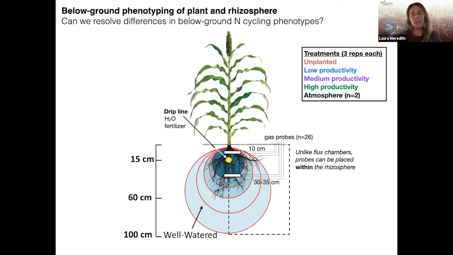And I think one important characteristic of using soil gas probes is that we can place them within the rhizosphere to sense the transformations, whereas with a flux chamber, it would be really difficult to resolve those transformations from the surface and even to get close enough to the plants in these dense agricultural sites to make that measurement.